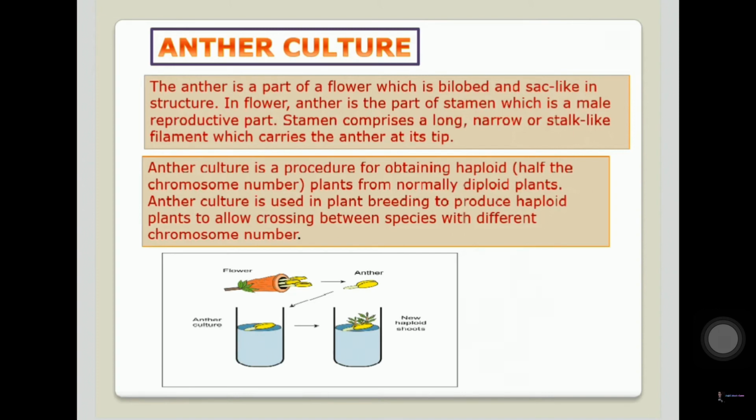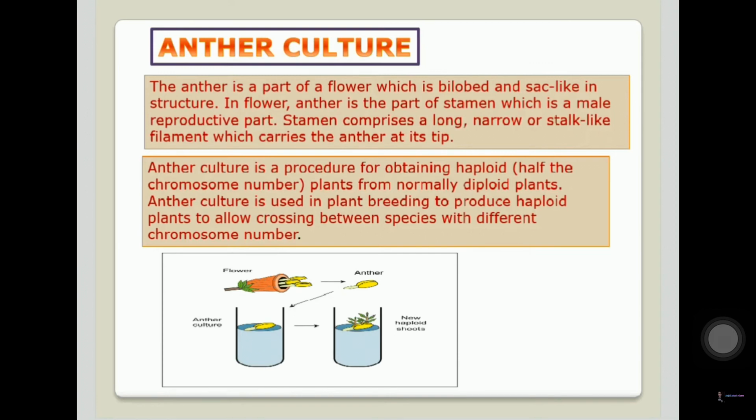Haploid plants means those having half of the chromosome number. We denote the chromosome number for haploid plants with the small letter n, and for diploid plants we use the term 2n. So those plants represented by the single small letter n are called haploid plants, meaning having half of the chromosomes.